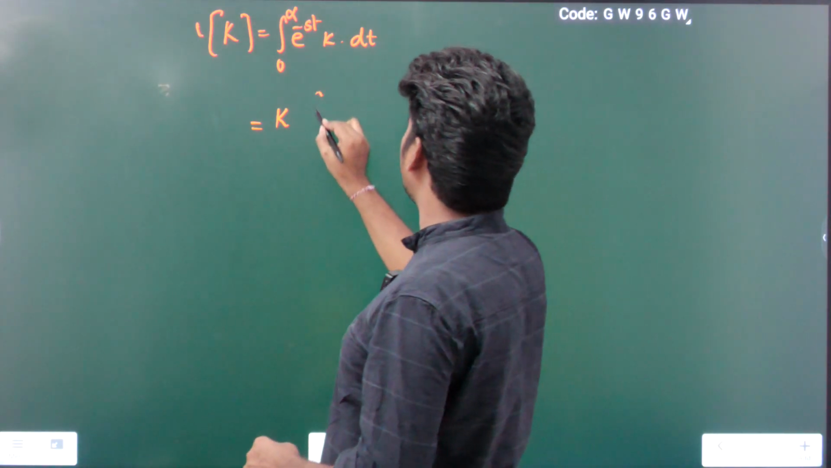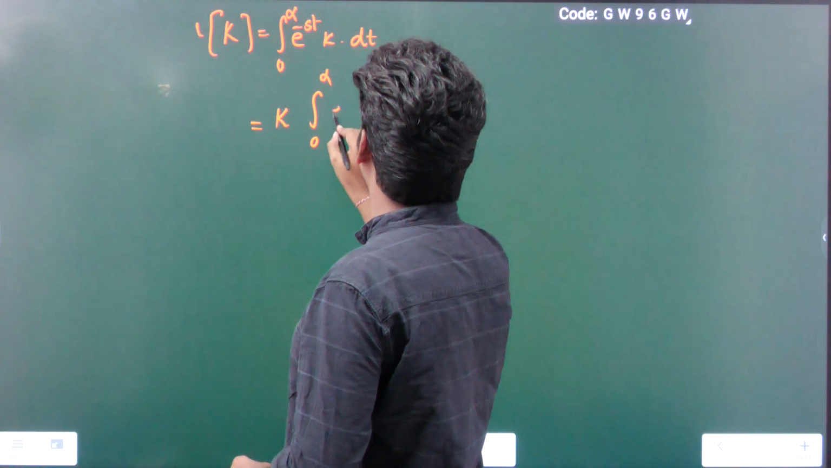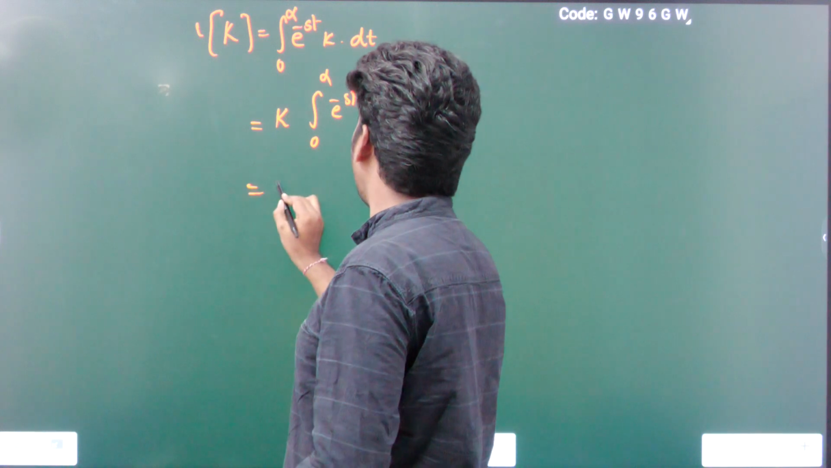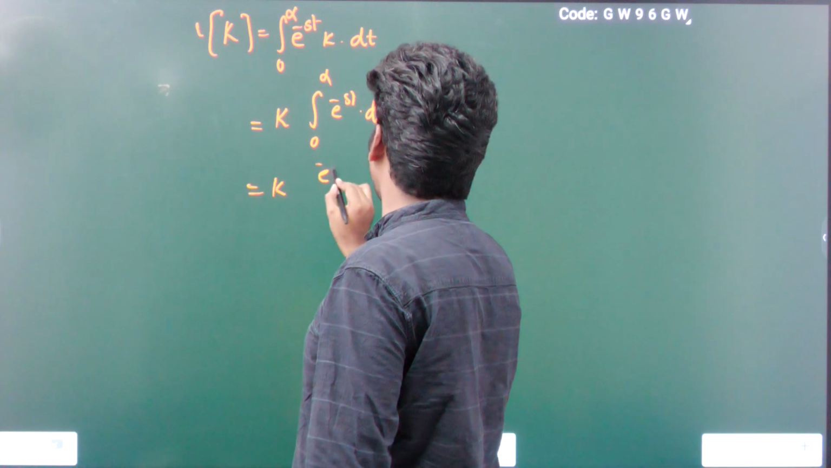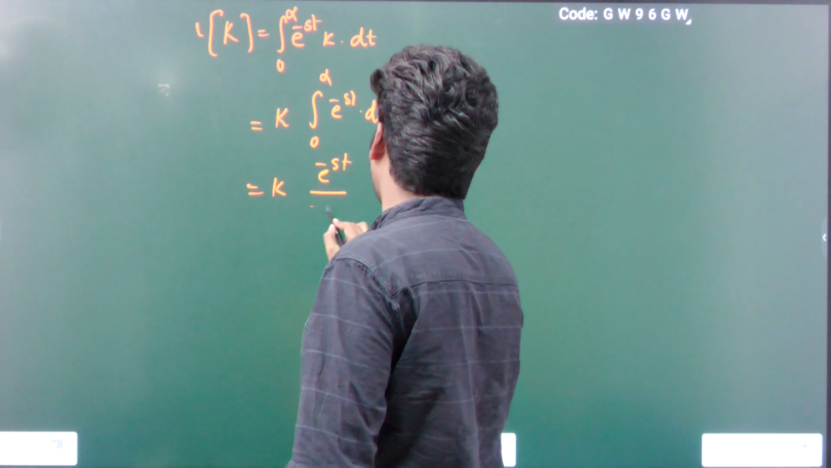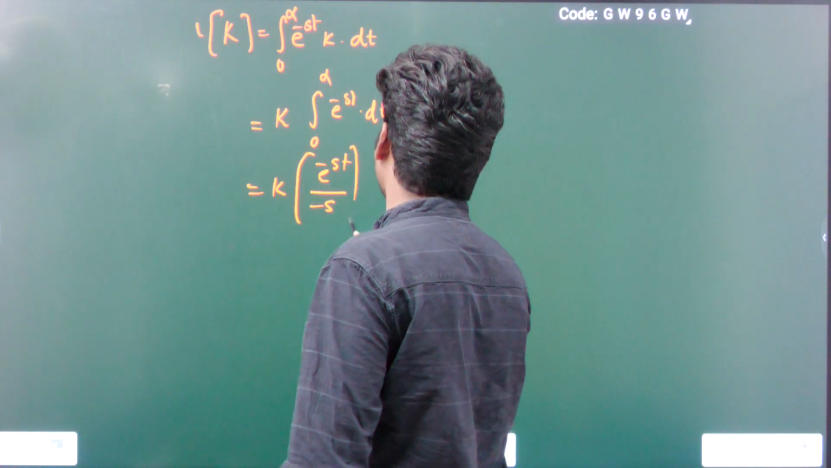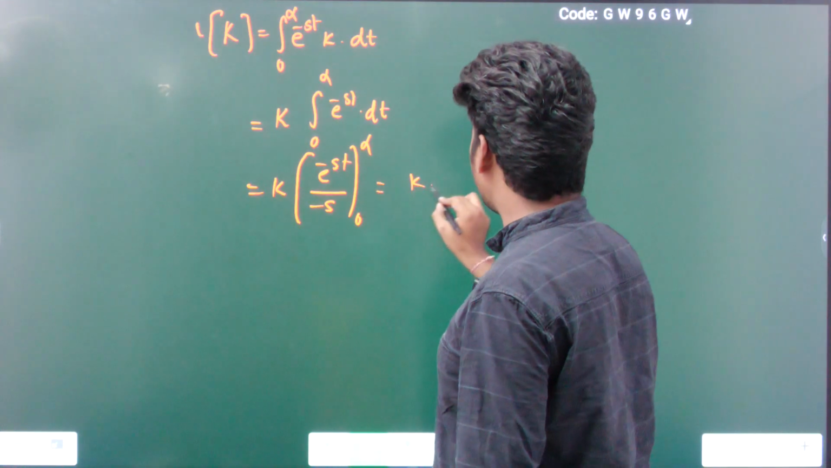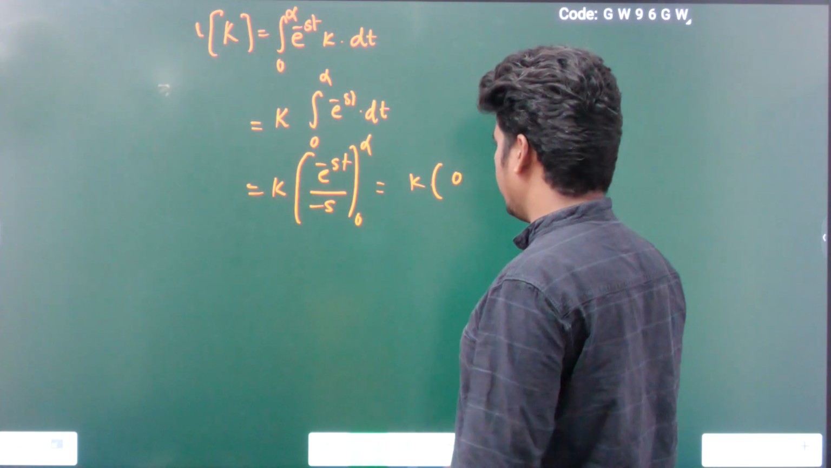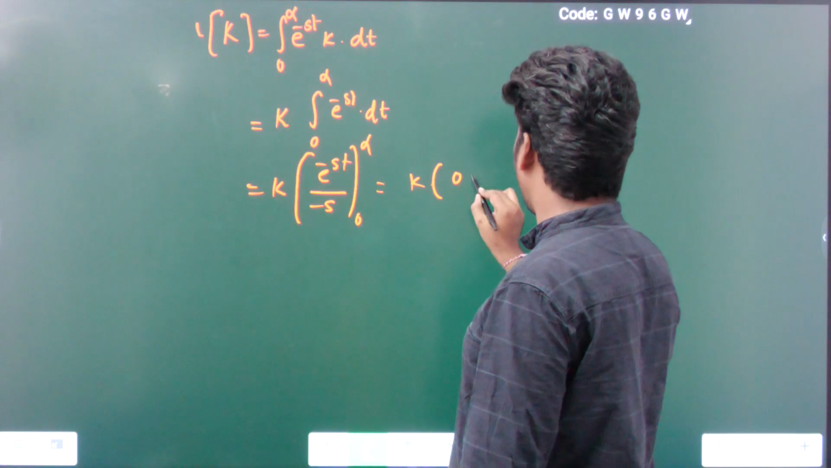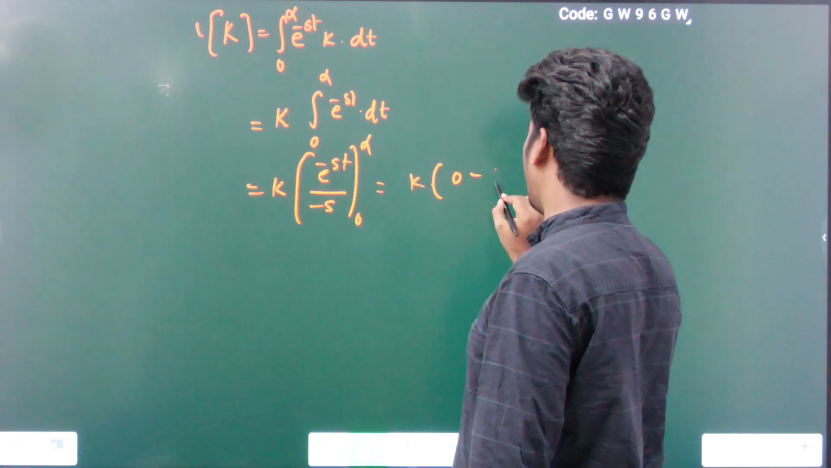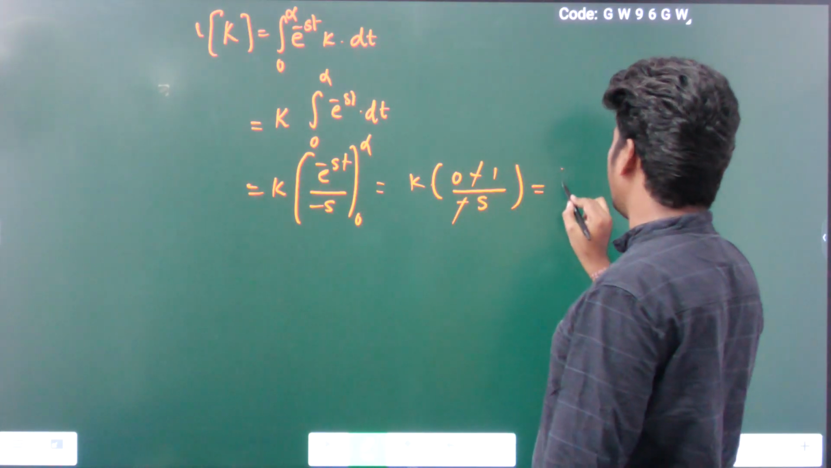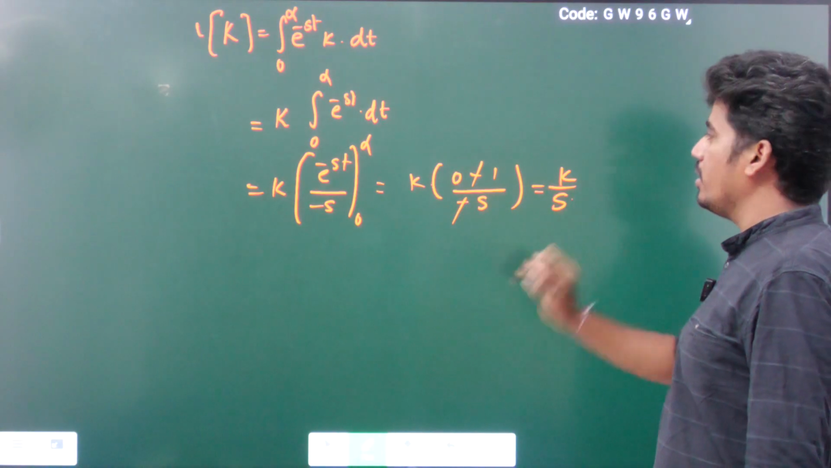Okay, integration from 0 to infinity of e power minus st dt. Here k into this value is e power minus st divided by minus s, evaluated from 0 to infinity. If I substitute the limits, e power infinity is 0, minus the value at 0 will be 1 by minus s. So this minus will be cancelled, and we get k by s.